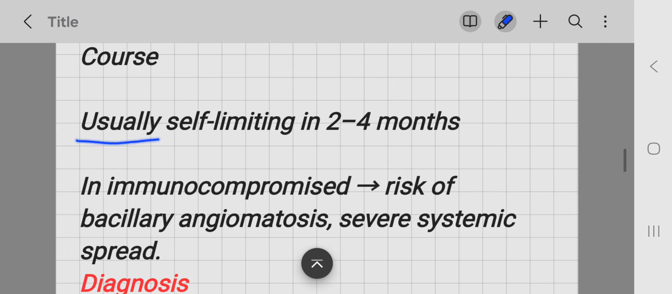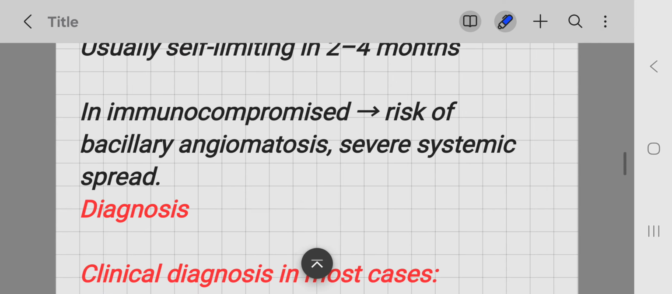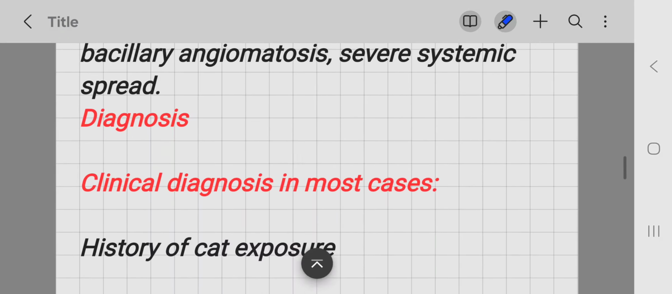Course: it is usually a self-limiting condition in 2 to 4 months, and in immunocompromised patients there is risk of bacillary angiomatosis. There is formation of papules that bleed in case of bacillary angiomatosis.